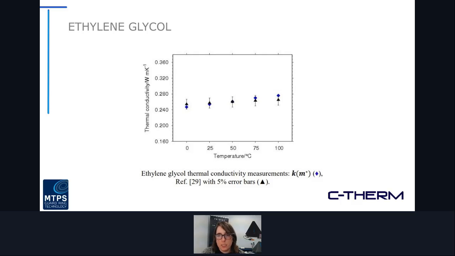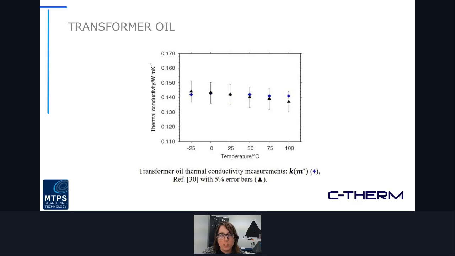This is the same sort of plot with ethylene glycol. Again, in all cases across the full temperature range, the percent error is less than 5%. This final plot is looking at a transformer oil from minus 25 degrees Celsius up to 100 degrees Celsius. And again, in this case, the thermal conductivity testing is always within 5% of the reference value for that material.